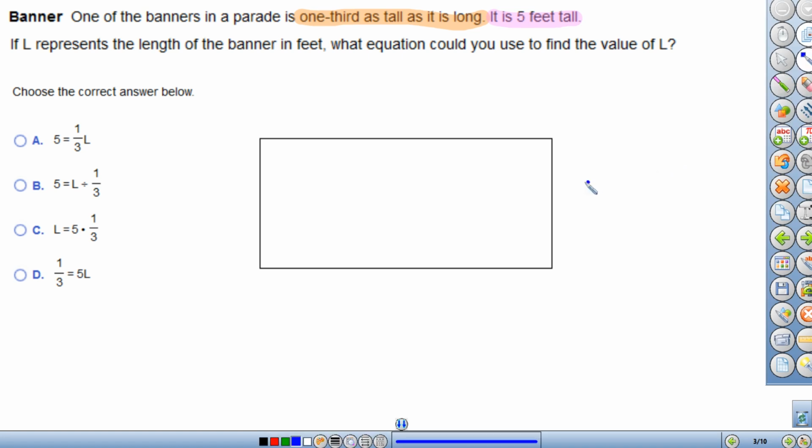So let's go ahead and label our sides here so we can look at what we're doing. First, the problem tells us that it is 5 feet tall. So let's label the height as 5 feet. It does not tell us the length, so we have to put L for length. The problem also tells us, though, that it is 1/3 as tall as it is long. So the 1/3 as long is represented by 1/3 times L. Since both these things, the 5 feet and the 1/3 length, both represent the height of the banner, we can make them equal to each other, in which case A would be the correct answer, because it shows 5 equal to 1/3 times the length.